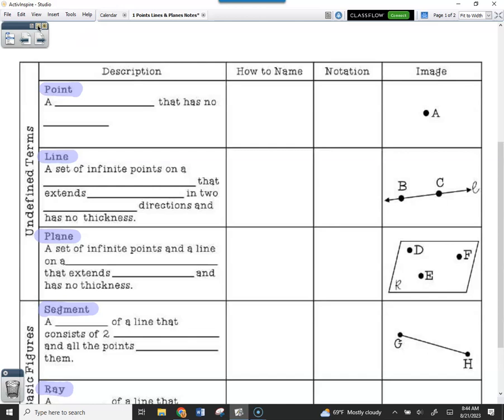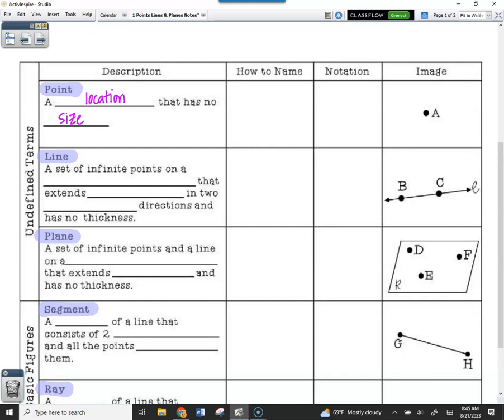You're welcome for giving you the definitions as fill in the blanks instead of making you write the whole thing. Look at the first one, point. That is a location that has no size. A location that has no size. Look at that, Ryan. It's the exact example you said. Doesn't that make you feel good?